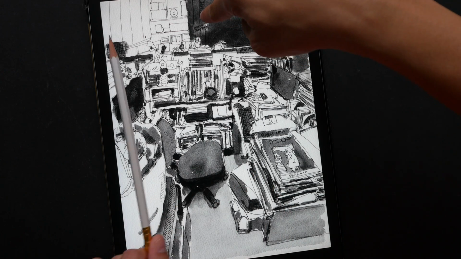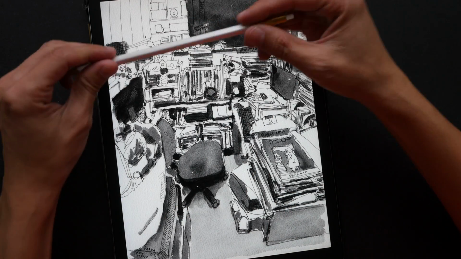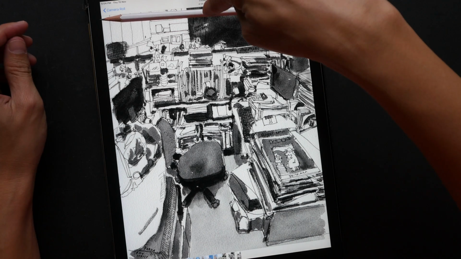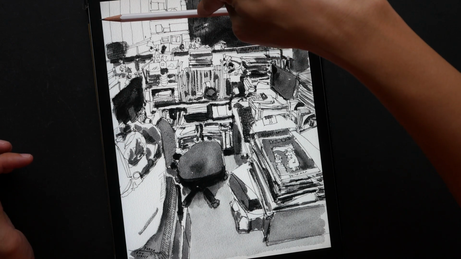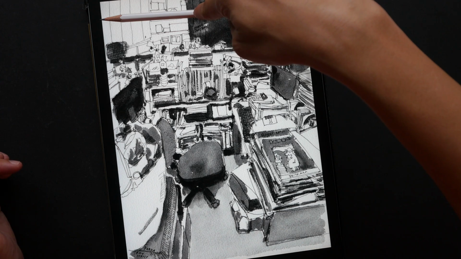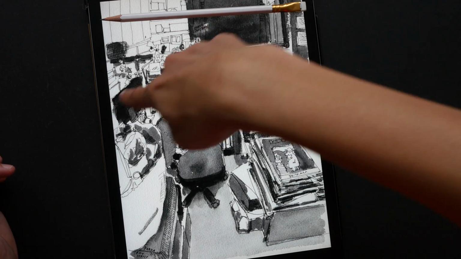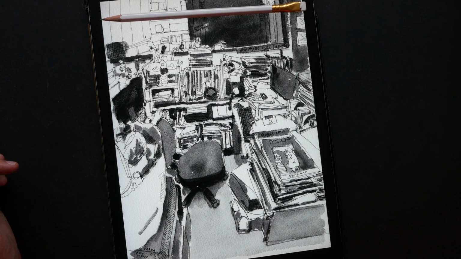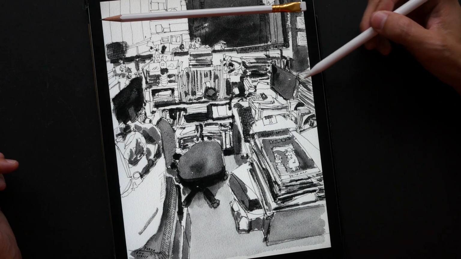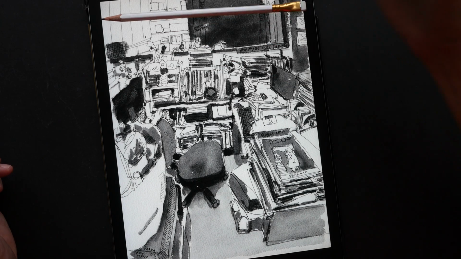When I drew this sketch, I was actually standing. So my eye level is here. The vanishing point is actually right here, and this vanishing point controls certain diagonal lines in this particular sketch. You can see this monitor here. The diagonal line of this monitor is controlled by the vanishing point right up here.